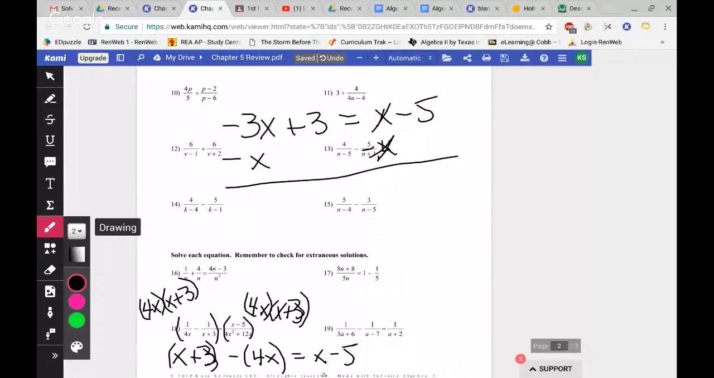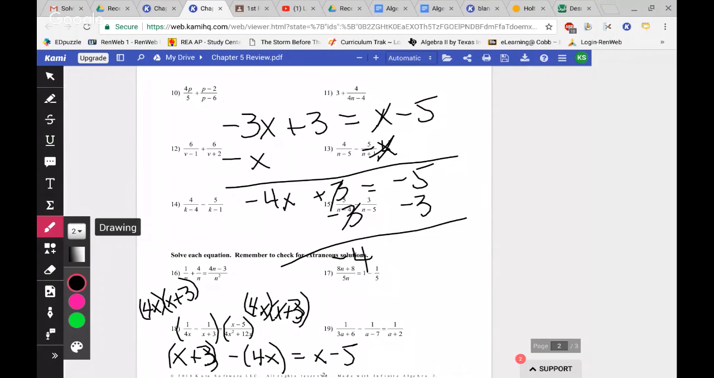Trying to get all of my variables on one side of the equation, and then all of my constants on the other. So I'm going to subtract 3. Oh, this is a pretty one. We don't get a lot of pretty ones in Algebra 2, it doesn't seem like. Okay, so now we'll divide both sides by negative 4. And that should give us a positive 2.